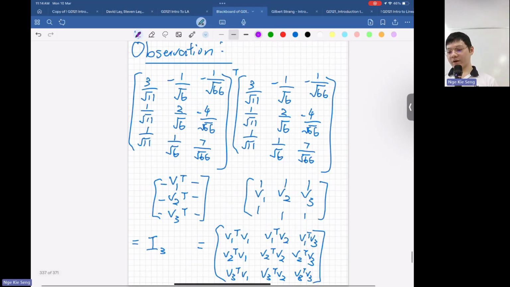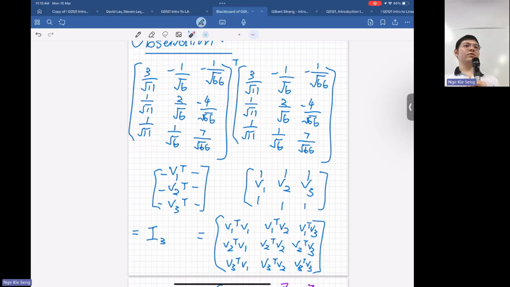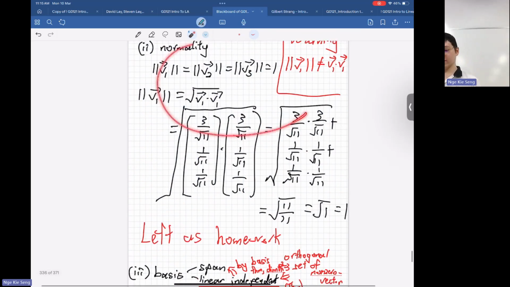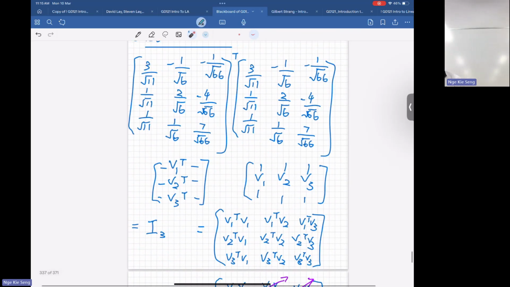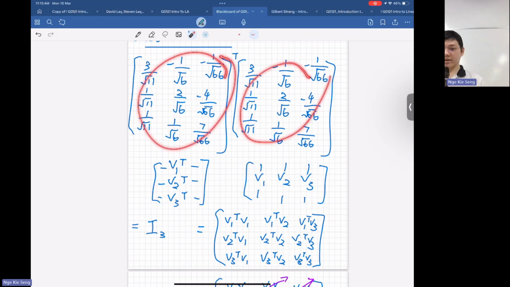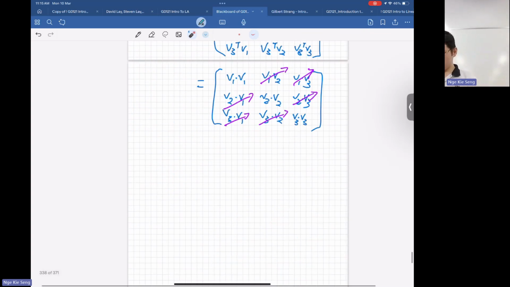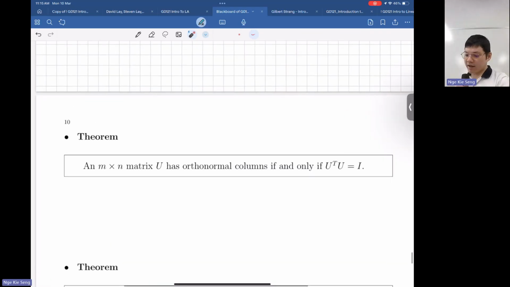So you don't need to go and compute every row times column, because we know from the theory that U transpose multiplied by itself is the identity. What I'm trying to say here is that an m by n matrix U has orthonormal columns if and only if you take its transpose multiplied by U is the identity. We have shown this theorem here. Although I showed you the n by n case, you can generalize to any size.